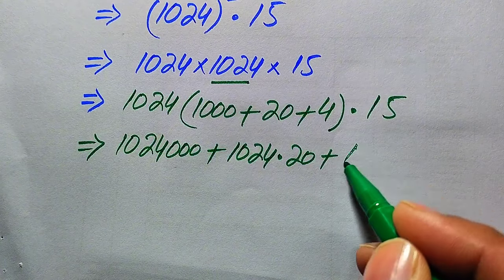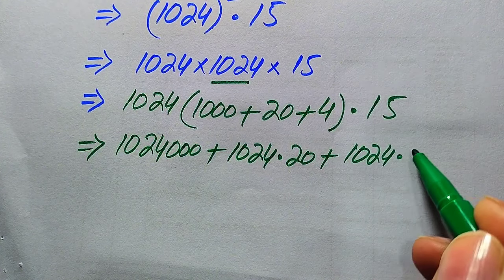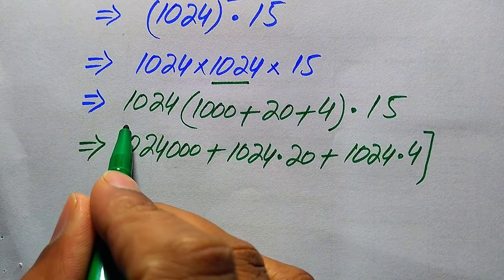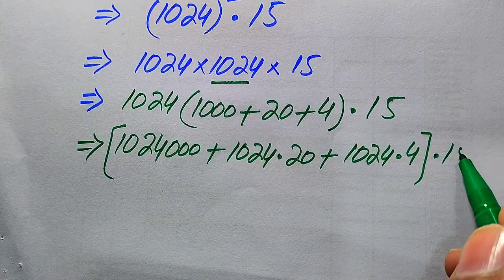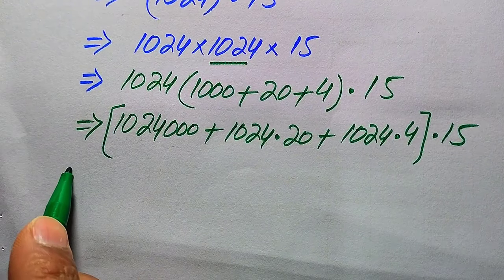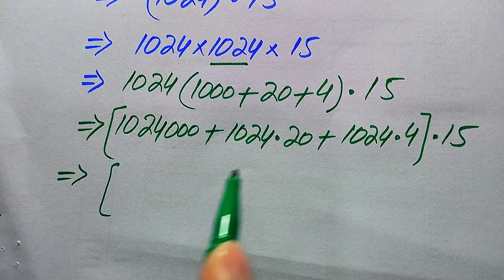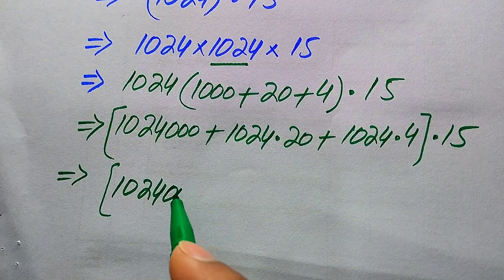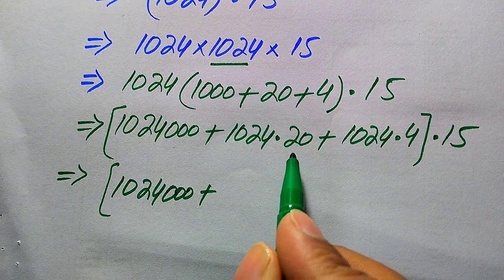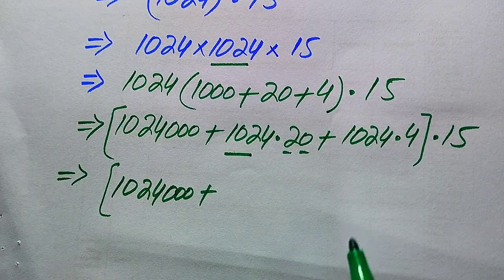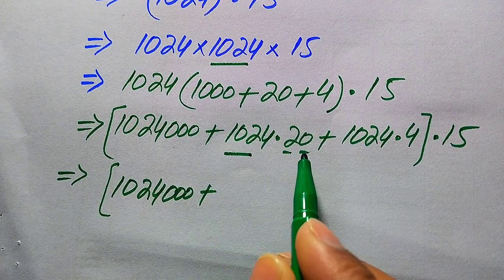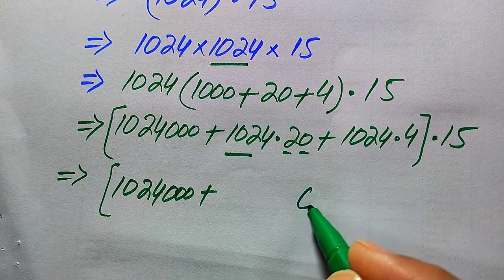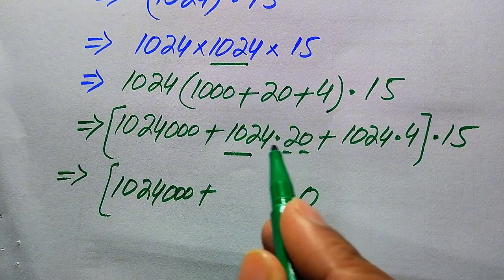In the same pattern we multiply 1024 with 4, and its resulting answer is multiplied by this 15. So here first we need to multiply these values and we write this term as it is. This is 1024000 plus, here we consider this is a one digit number and this is our two digit number. So when we multiply 0 with this number we get 0, and 2 times this number equals to 2.